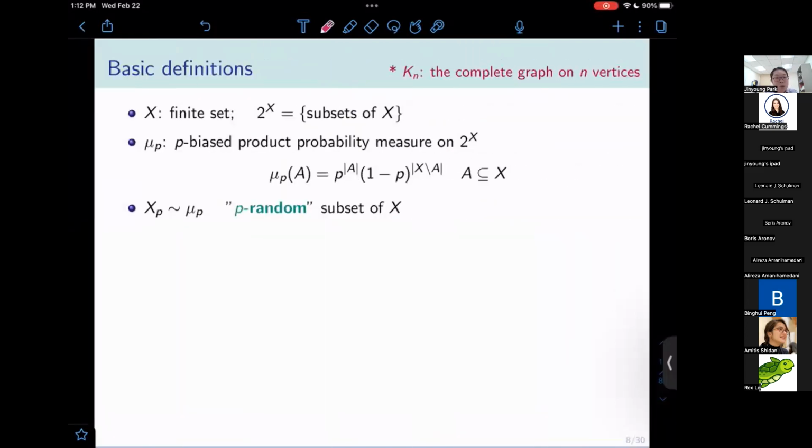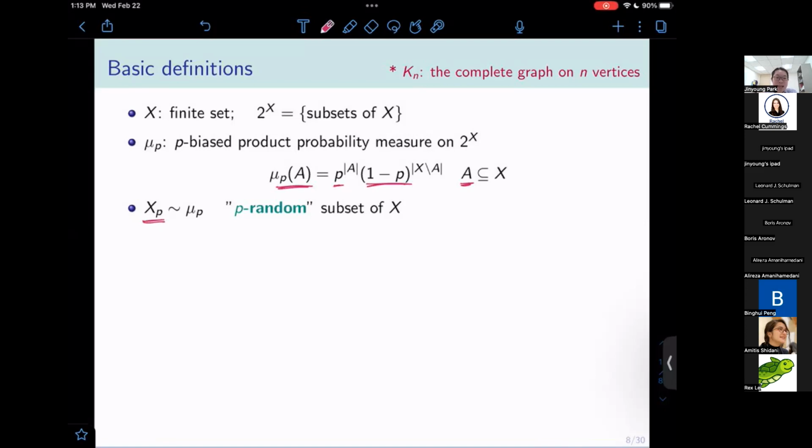We are going to use mu p for the p-biased product probability measure on 2 to the X, which means for any subset A of X, mu p of A is defined to be p to the size of A times 1 minus p to the size of the complement of A. And we are going to use X_p for the random variable whose distribution is mu p.